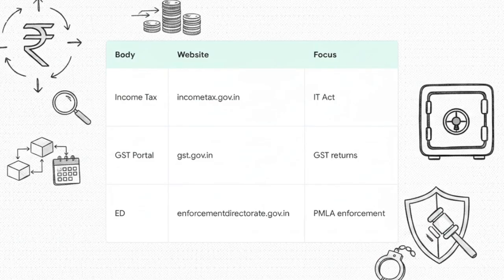On the flip side of the coin, the government has to actively protect its revenue and prosecute financial crimes. The Income Tax Department and the GST portals handle the massive daily flow of tax compliance. But you really want to pay special attention to the Enforcement Directorate, or the ED. They are a formidable agency aggressively prosecuting money laundering under the PMLA and severe foreign exchange violations under FEMA.